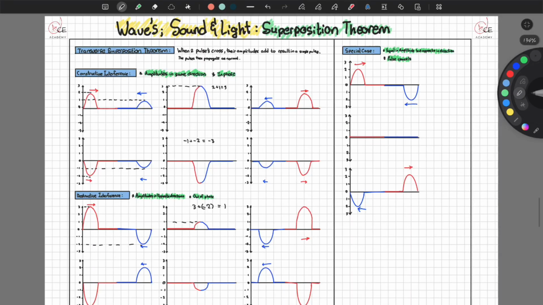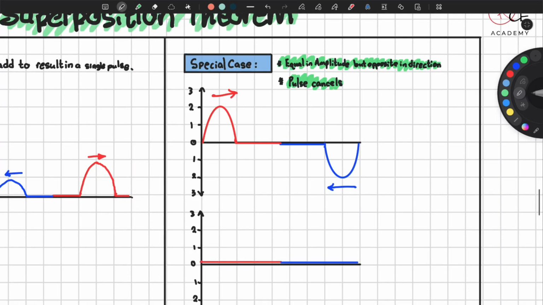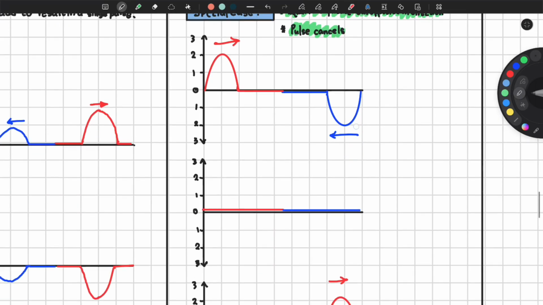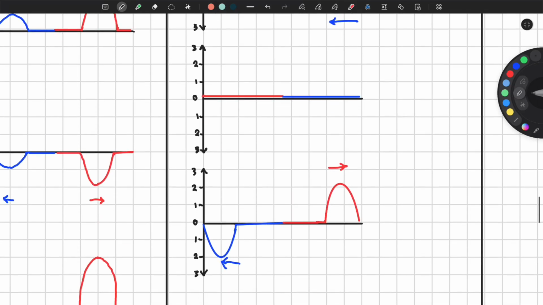Now there's a special case of this theorem that I want to investigate with you guys, and that is the scenario in which the pulses are on opposite sides of the medium, but they have the same magnitude, they have the same amplitude. What would happen in that case? Simply, the pulses would cancel each other out once they superimpose, and after they superimpose, they will continue with their same magnitude and in the same direction.